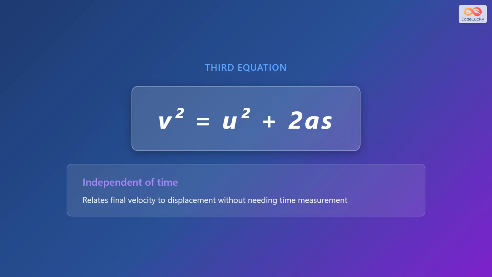This equation is particularly valuable in problems where you know the initial and final velocities and acceleration, but time is not given. For instance, if you need to calculate how much distance a car needs to reach a certain speed, or how fast an object will be moving after falling a certain distance, this equation is your go-to tool.